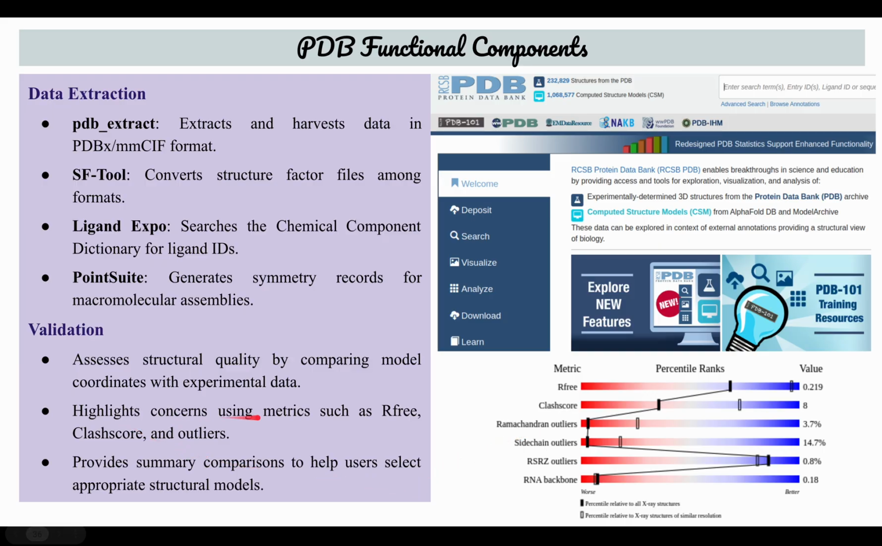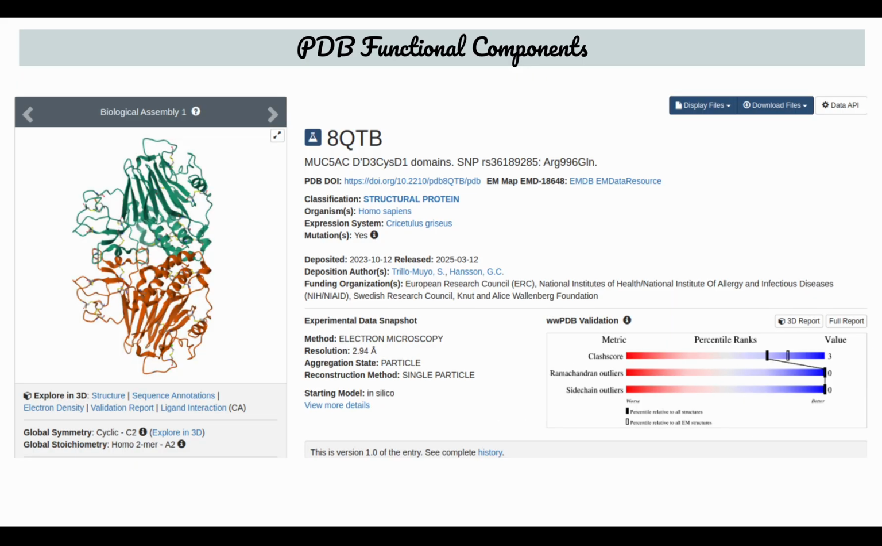So it highlights the concerns using these metrics, and then it provides a summary comparison to help users select appropriate structural models. Because we know in PDB, for each protein, we can have different structures provided by different scientists. So I'll show you an example. For example, I wanted to study some protein, which is this one, a structural protein in Homo sapiens. So I want to study this protein.